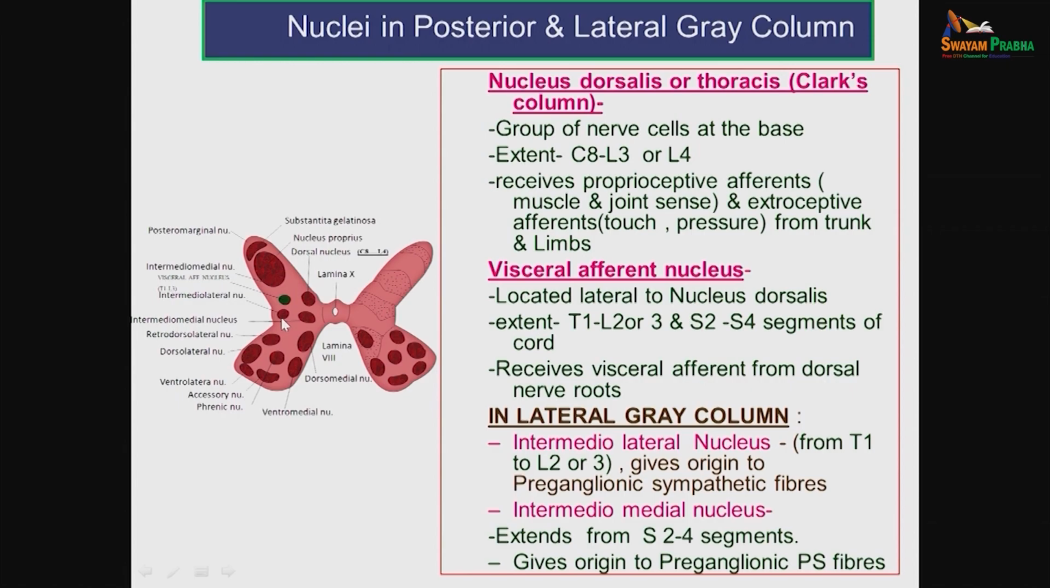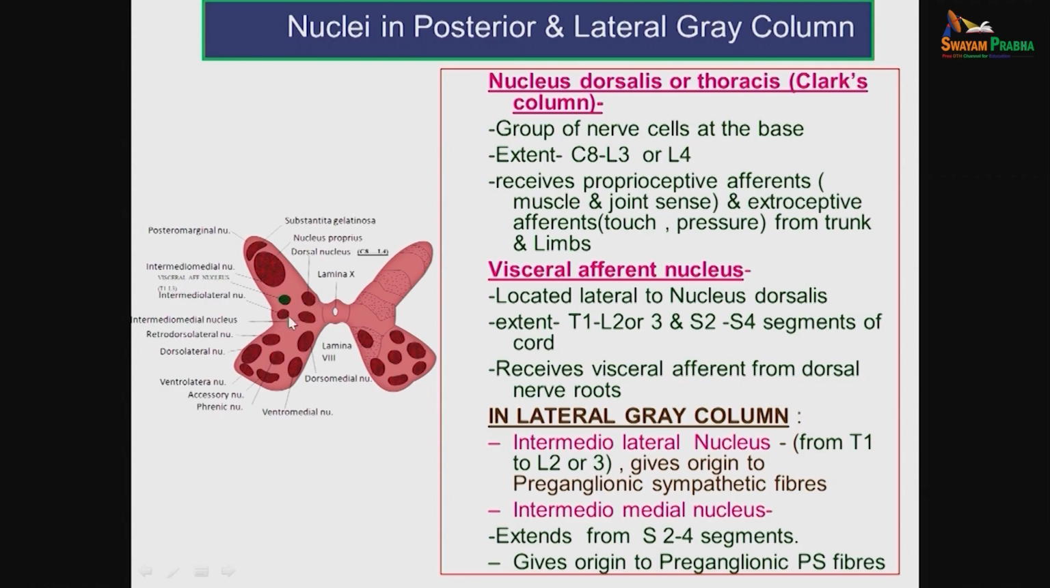Lateral to it, you see the visceral afferent nucleus, which is seen in T1 to L2 or L3 segments and S2 to S4 segments of the cord. This receives afferent fibers from the viscera through the dorsal nerve root. So, we have learned nuclei which are present in the anterior grey horn and posterior grey horn. Now, we will concentrate on the intermediate area.